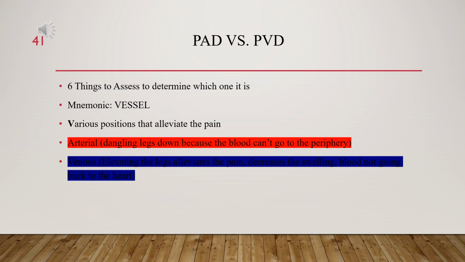So when we're talking about arterial damage, remember dangling those legs down, because the blood can't go down to the periphery, is going to help the patient feel better. And then with venous, we need to elevate the legs to alleviate the pain, because this decreases the swelling and the blood is not getting back to the heart.